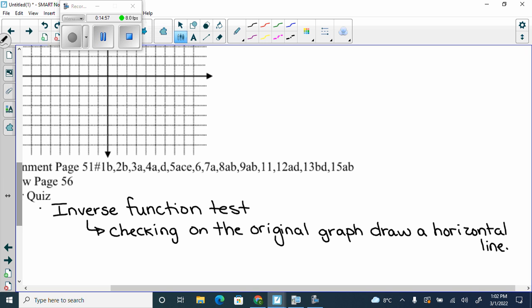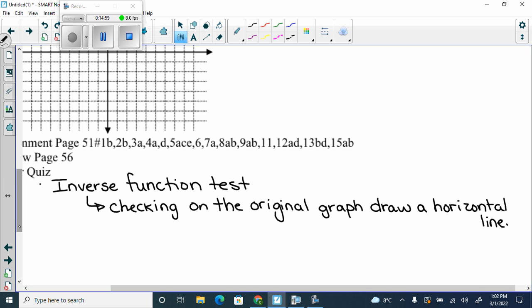If you're checking on the inverse, what do you draw? To see if it's a function. Vertical line. Yeah.